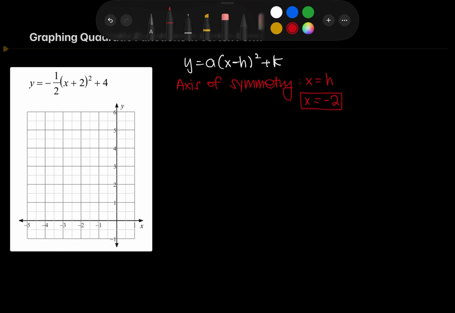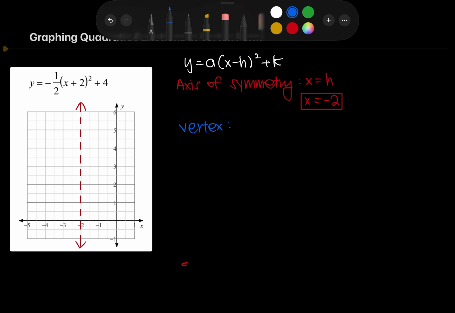Don't forget the x equals, because if you just give me negative 2, I cannot graph that. So I'm going to graph the line. It's always going to be a vertical line here at negative 2. This is not the actual graph, so I'm going to make this a dashed or dotted line, whatever you want to call it. That is your axis of symmetry, and that gives us a little bit of a hint for our vertex.